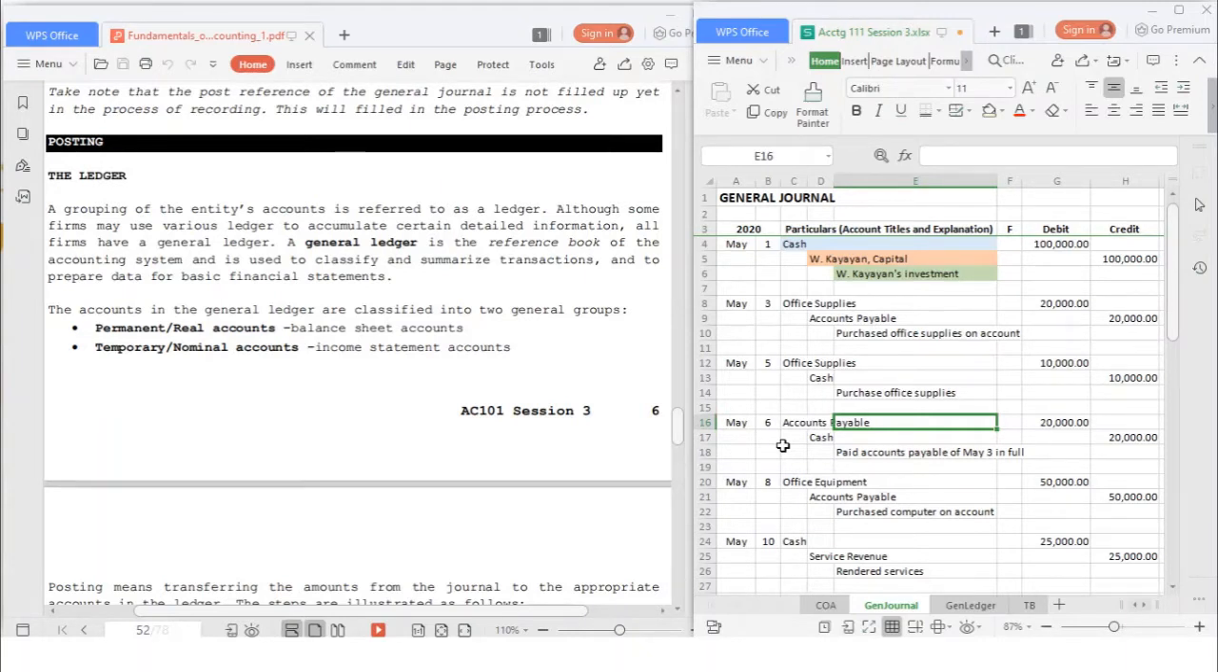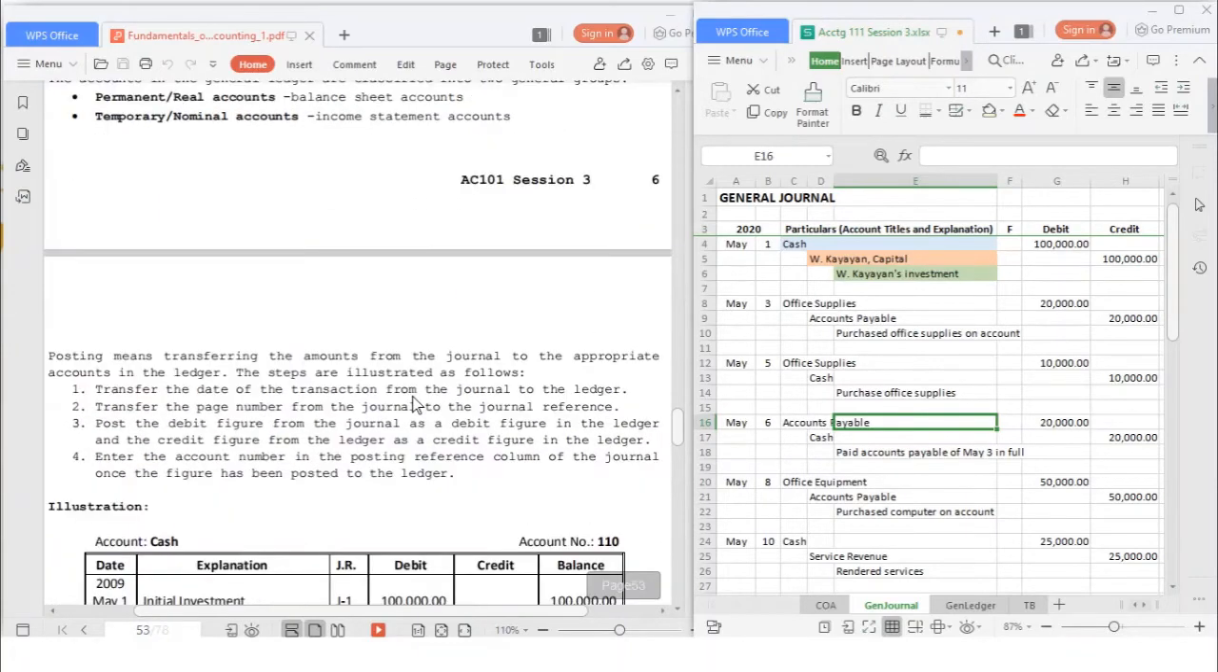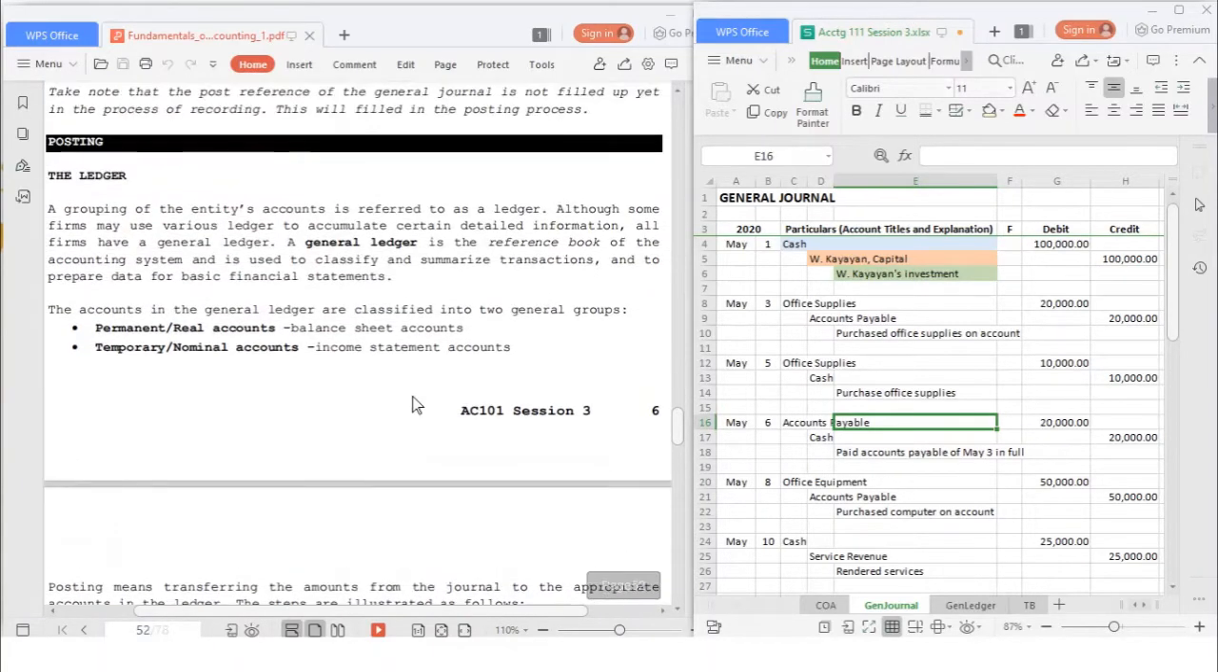Although some firms may use various ledgers to accumulate certain detailed information, all firms have a general ledger. The general ledger is the reference book of the accounting system and is used to classify and summarize transactions and to prepare data for basic financial statements. Your general ledger is considered your book of final entry.